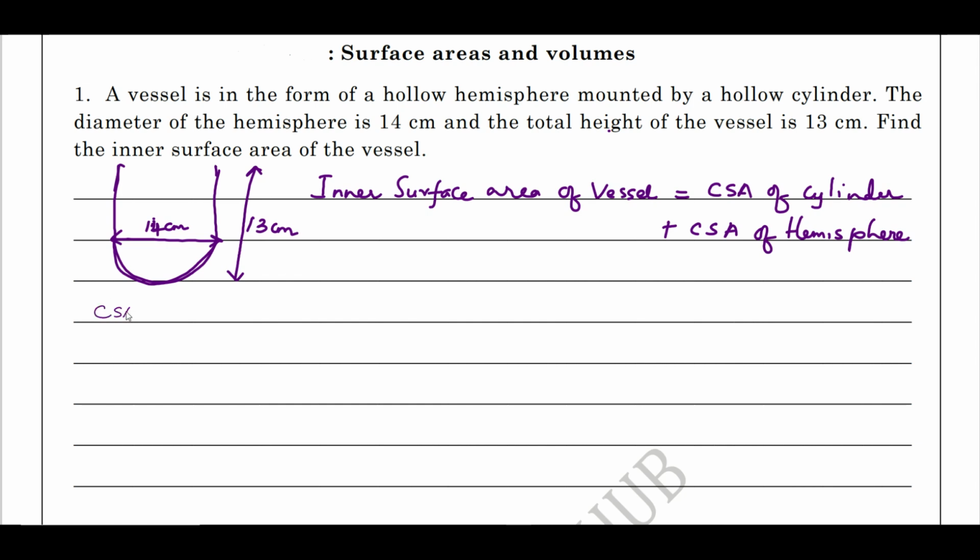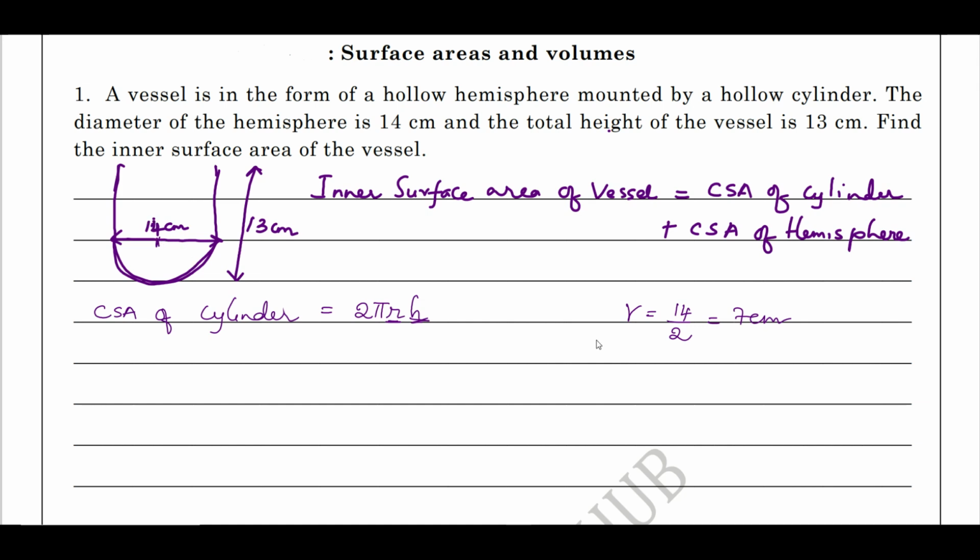CSA of cylinder. What is the CSA of a cylinder? It is 2 pi r h. We should know the value of the radius and also the height. They have given the diameter of the hemisphere, 14 centimeter. Radius is equal to diameter by 2, that is 14 by 2, which is 7 centimeter. The radius of the hemisphere is equal to the radius of the cylinder.